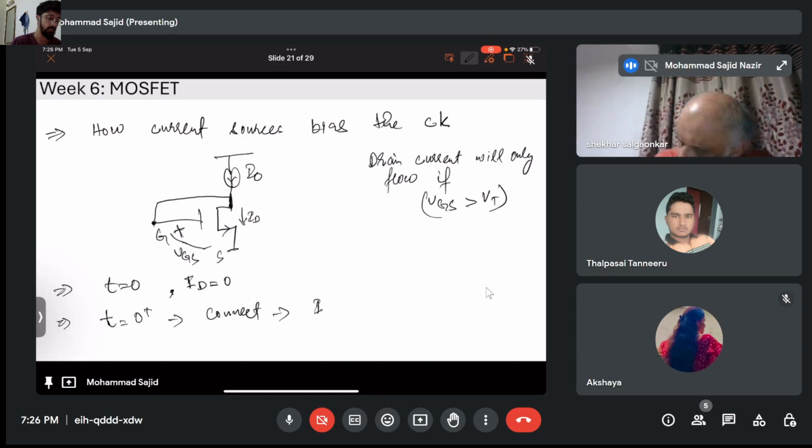Okay. Now at t equal to 0 plus, I connect I naught. I naught is a current source. Okay. So what happens is there is a capacitor here. All the devices have a parasitic capacitance. Let's call it CP. So what happens is, since this is a MOSFET, we assume that this current is zero.